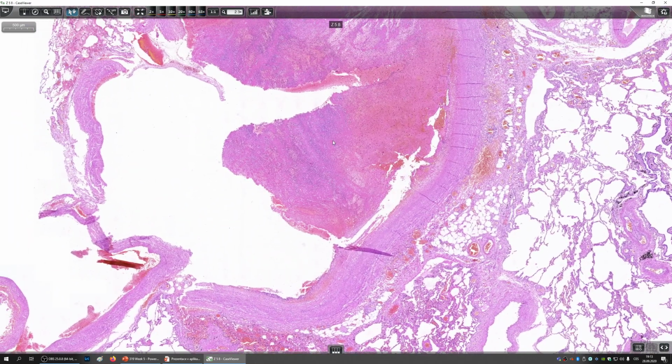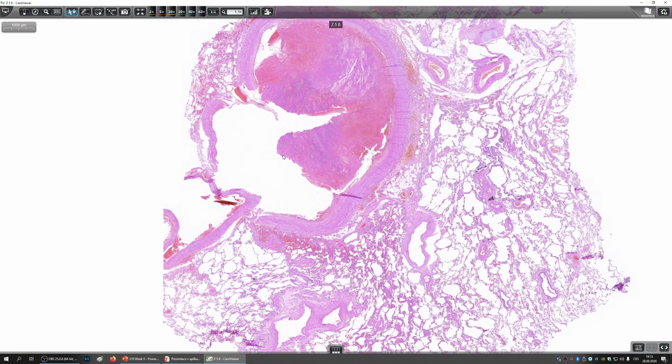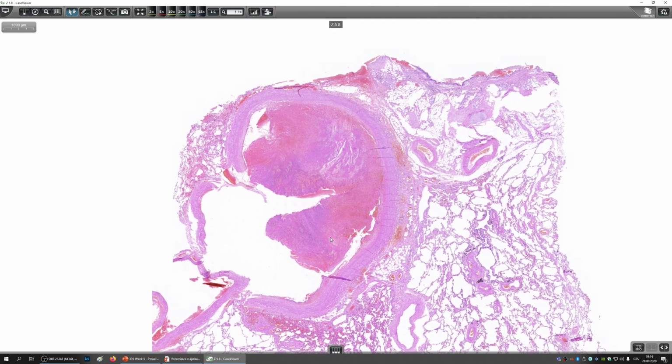So here you see thrombotic embolism into a big branch of the pulmonary artery, leading to patient death, unfortunately. So let's move on to the next slide.